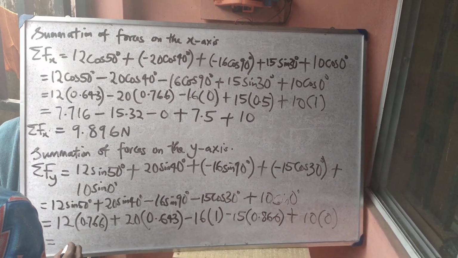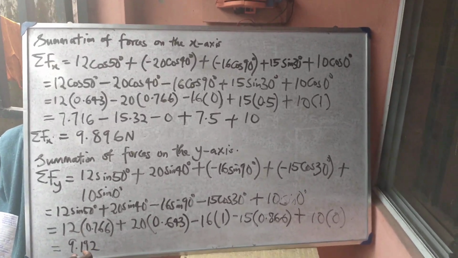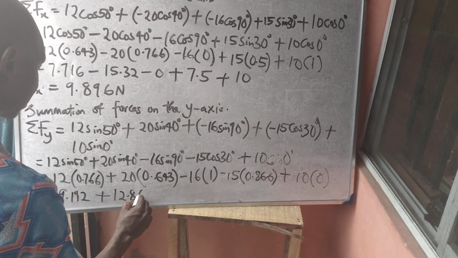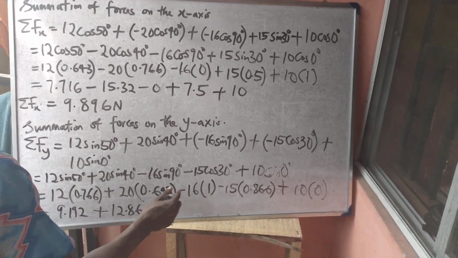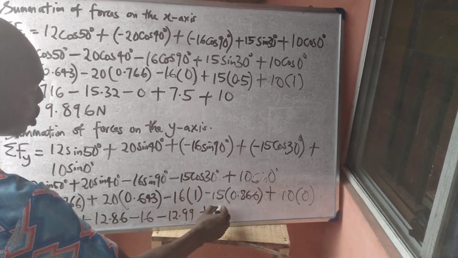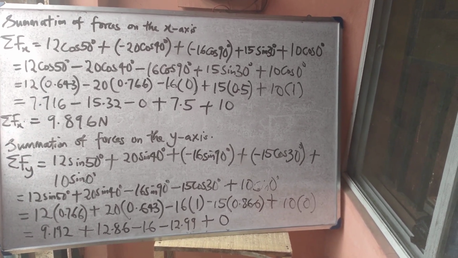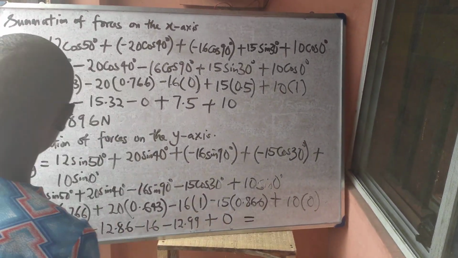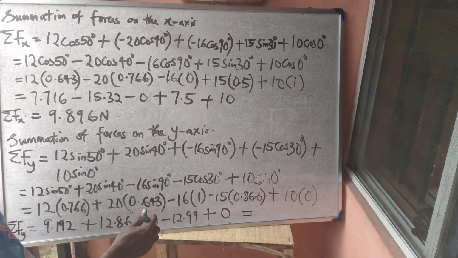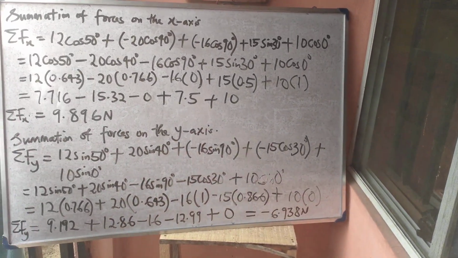So you multiply this, what we're having is 9.192, that's 12 times 0.766, plus 20 times 0.643 gives us 12.86. 16 times 1 is 16, and then 15 times 0.866 is 12.99. Finally, 10 times 0 is 0. Any number that multiplies 0 gives you 0. So sigma Fy, the summation of forces on the y-axis, becomes what? You add everything here, and it gives you minus 6.938.